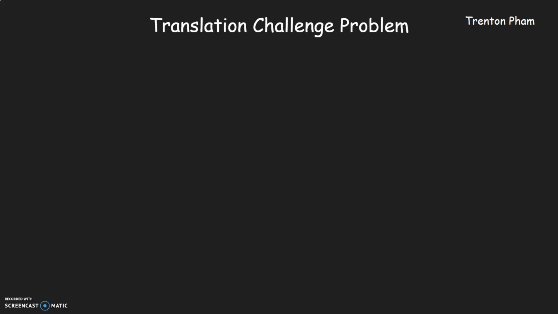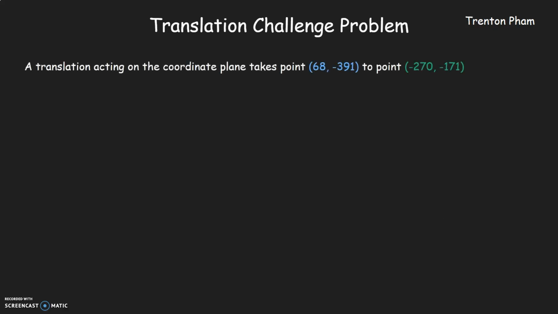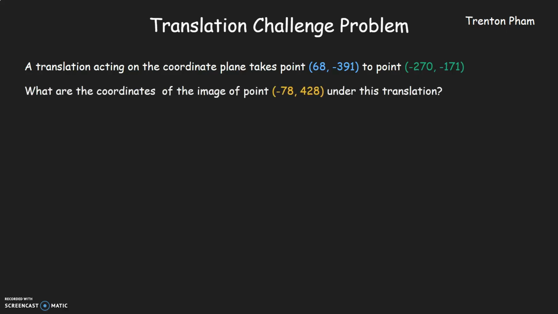In this problem, we'll be looking at a translation acting on the coordinate plane that takes point (68, -391) to point (-270, -171). What are the coordinates of the image of point (-78, 428) under this translation?